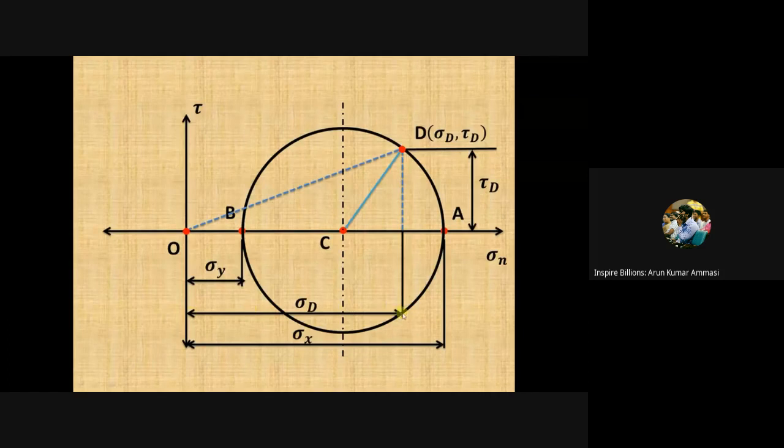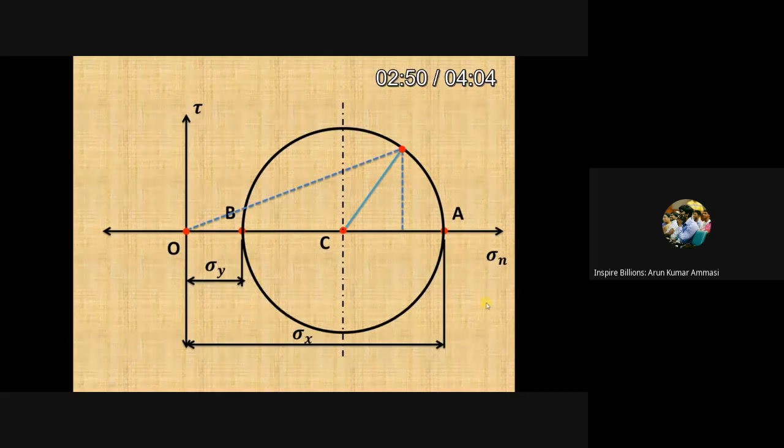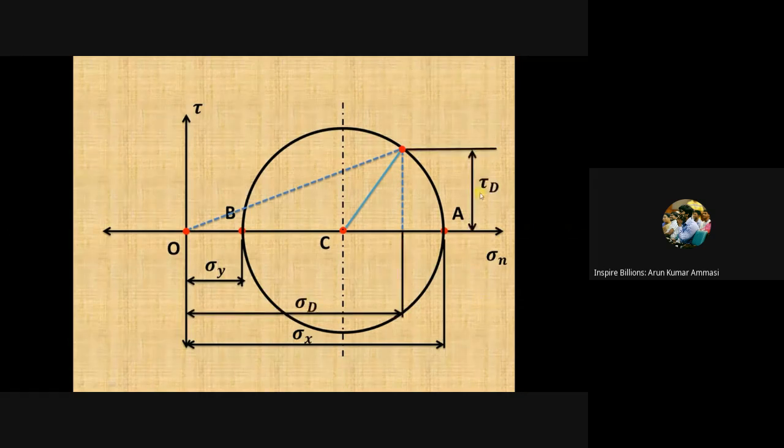So at any point, if someone wants to calculate the value of stresses, both normal stress and the shear stress or the tangential stress, this Mohr circle could be used just by having the details of sigma x and sigma y. At any point, one could calculate the value of stresses. But analytically, this is not possible. Anyway, I'll show you the difference between graphical and analytical methods.